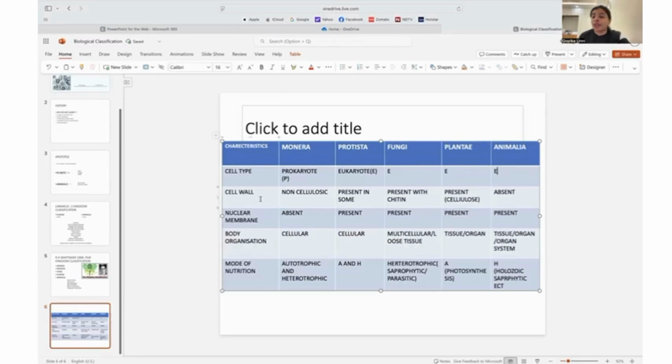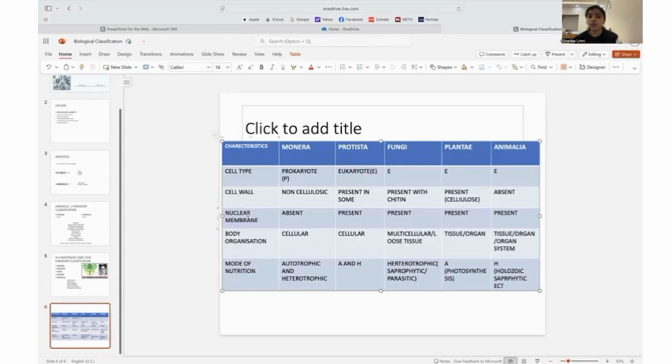And then the cell wall. Monera has a cell wall, but it is non-cellulosic. What's the significance of non-cellulosic? Plantae has a cell wall that contains cellulose, so that differentiates them. There are other characters also, but to remember, I am giving you an easy way. In Protista, some have a cell wall, while Fungi has a cell wall with chitin present. That's what makes it different. And now Animalia, the kingdom to which we belong: we don't have a cell wall. So remember it like that.